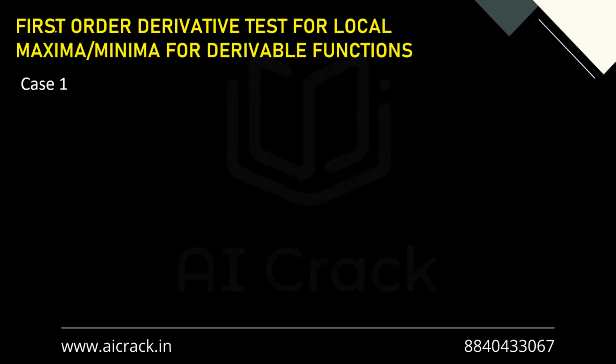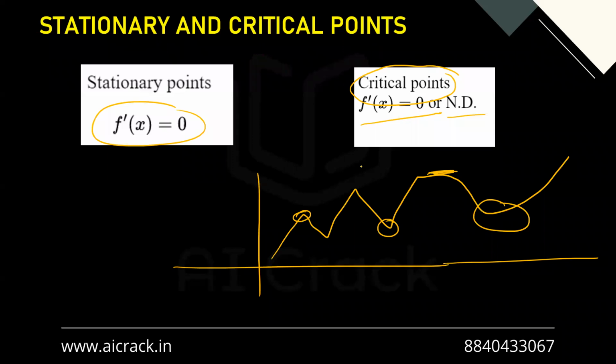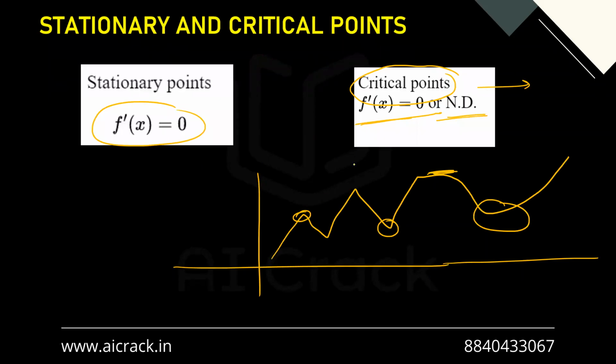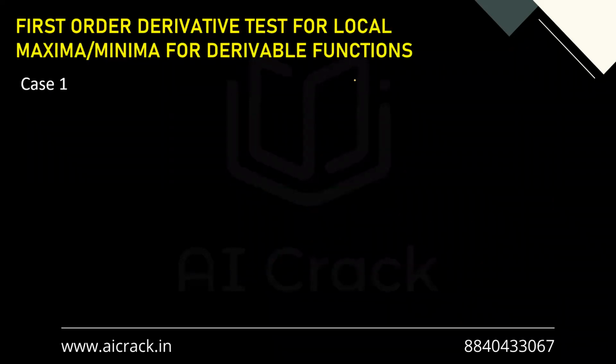So with that, let's discuss the first order derivative test for local maxima and minima for derivable functions. We were talking about critical points for all sorts of functions. So we'll be calculating f dash x equals 0, and we'll also be checking non-differentiability at particular points, and then we'll be checking whether this particular condition is being satisfied or not. After that, we'll be talking about the edge points. After doing all these things, we can conclude for any function the local minima, local maxima, global minima, and global maxima, right? But this first order derivative test we are doing just for derivable functions.